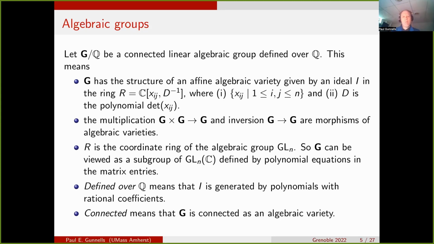Okay, we can regard this ring R, this beginning ring, as the coordinate ring of GL_n. So what we're really thinking of is that this group G is a subgroup of GL_n. It's defined by polynomial equations. Okay, and there are lots of examples I'm sure immediately coming to mind, and I'll talk about some more in a second. What about the defined over Q part? That's very simple. It just means that this ideal has to be generated by rational polynomials. So the polynomials have to have rational coefficients. And finally, connected means that G is connected as an algebraic variety.